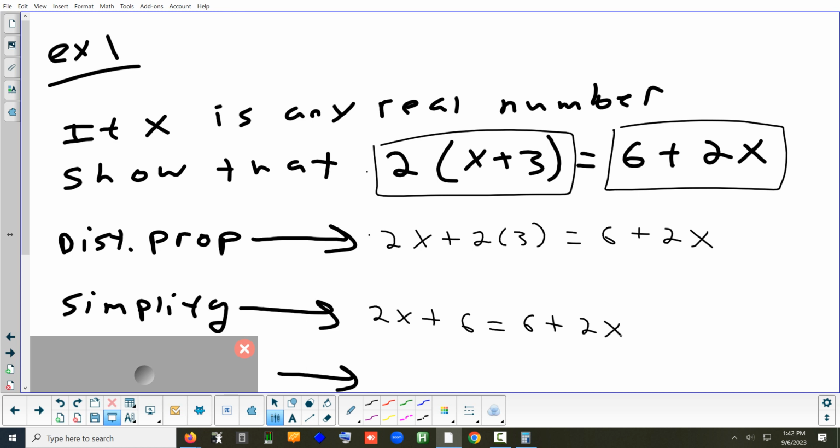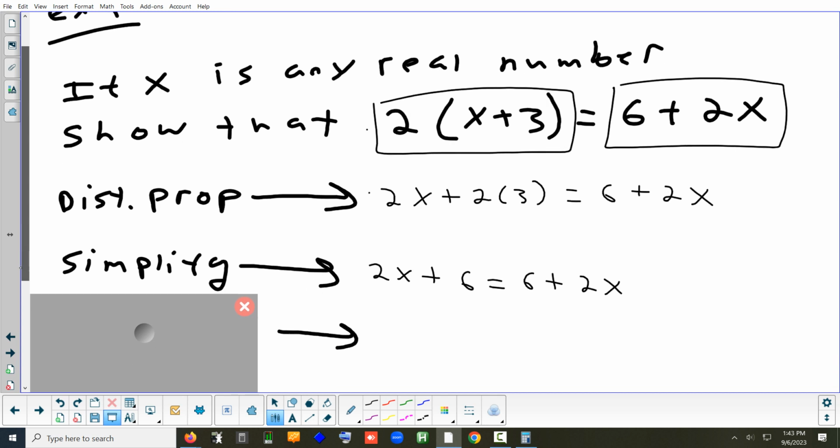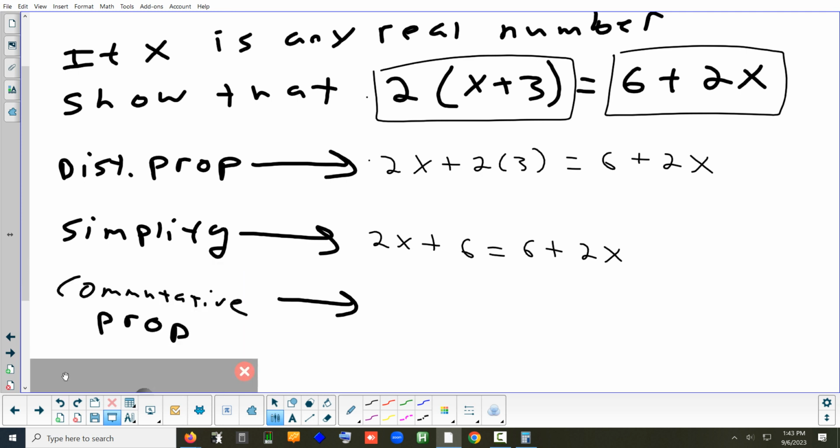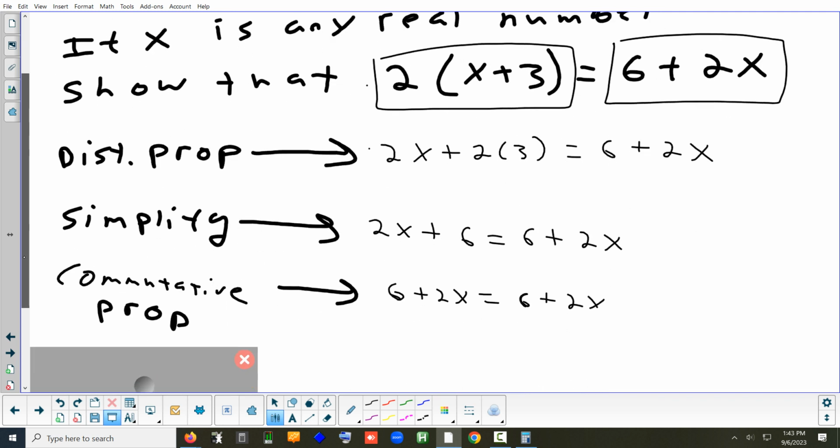Now the left side and the right side are not exactly the same. They have to look exactly the same. There's something I could do to the left side to make it look like the right, and it's a property I just talked about. Yep. The commutative property? Yes, the commutative property. That allows me to switch the order, and it's addition, so I can do it. And then what's on the left will look exactly like what's on the right. So any questions on that one?